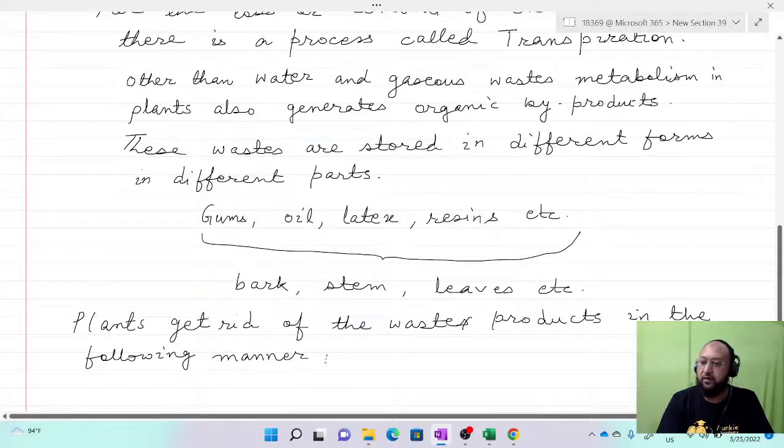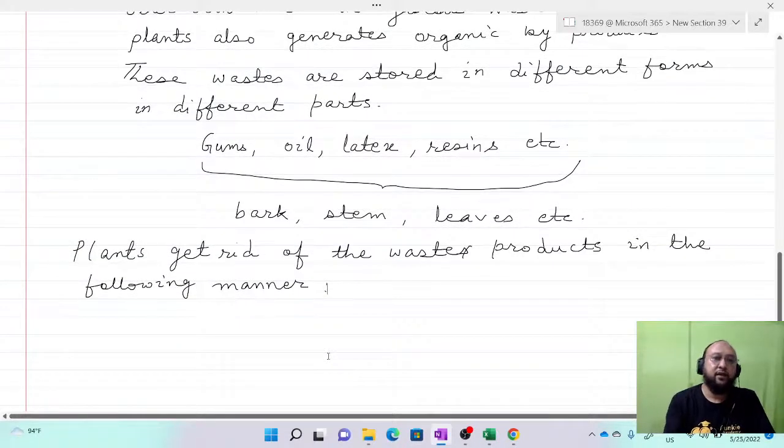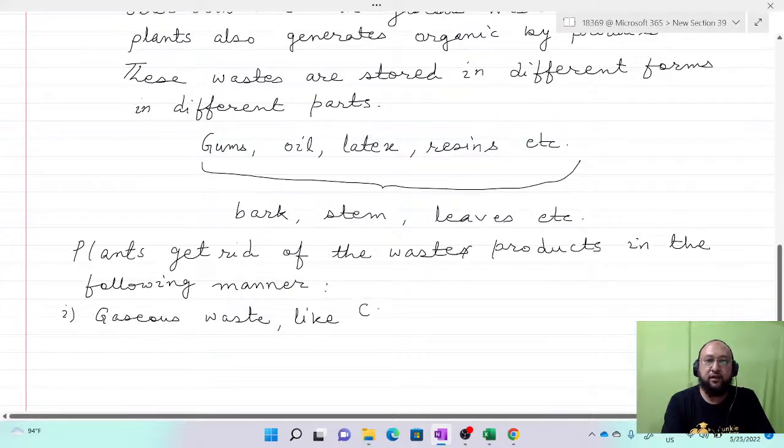Okay, number one is gaseous waste, like CO2 and O2, which are expelled from stomata. So that is the first point which I told you, expelled from stomata.